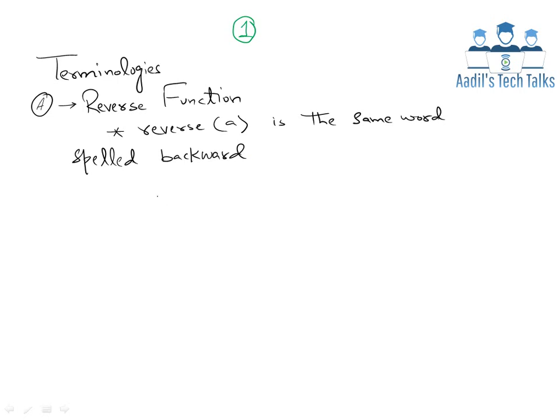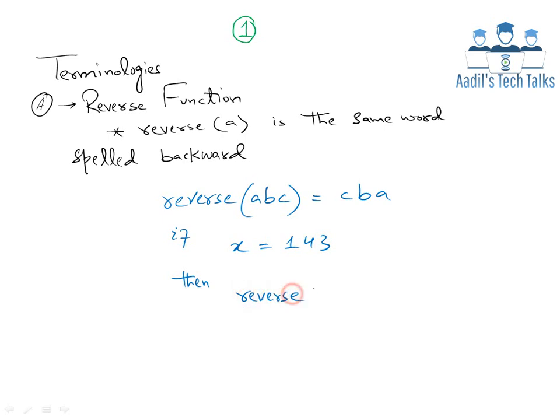For example, reverse of ABC will be equal to CBA. Similarly, if x is equal to 1 4 3, then reverse of x is equal to 3 4 1.